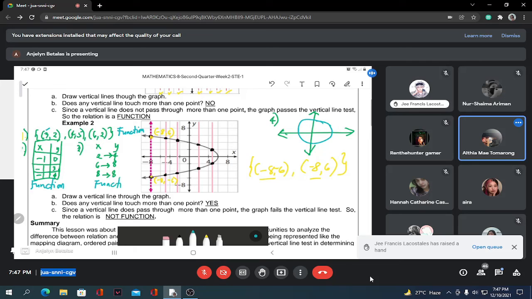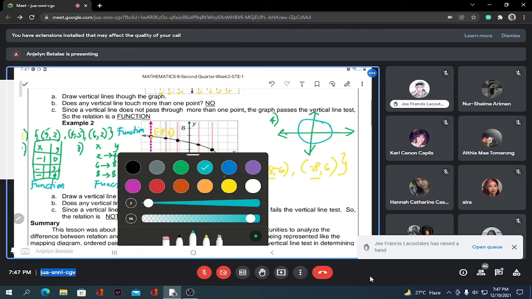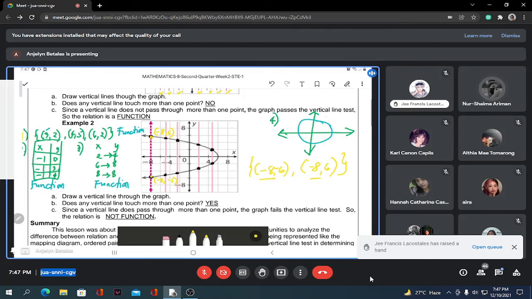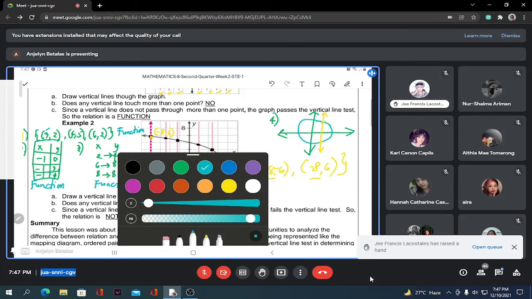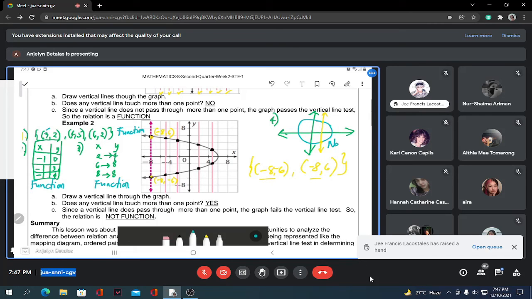Number 4. Not function. Kung mag-vertical line test ta, duha ka point ma-intersect niya. Kini o, 1, 2. So, this is not a function. Nakuha? Muna siya yung vertical line test. Not a function. Nakasabot?